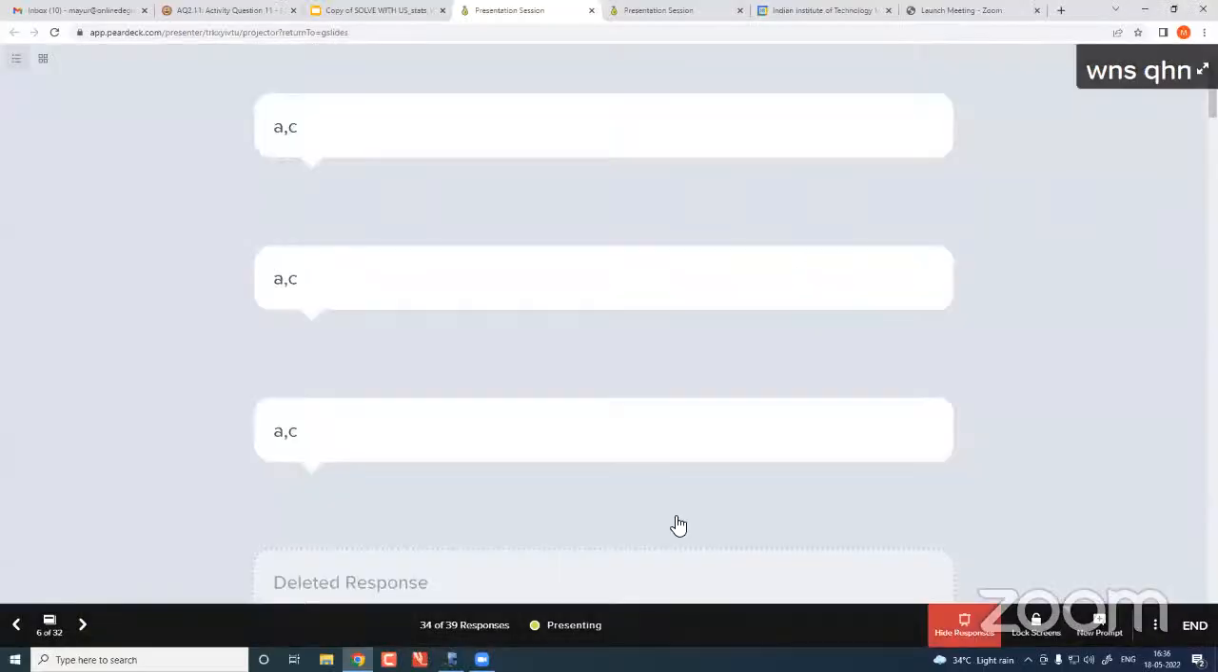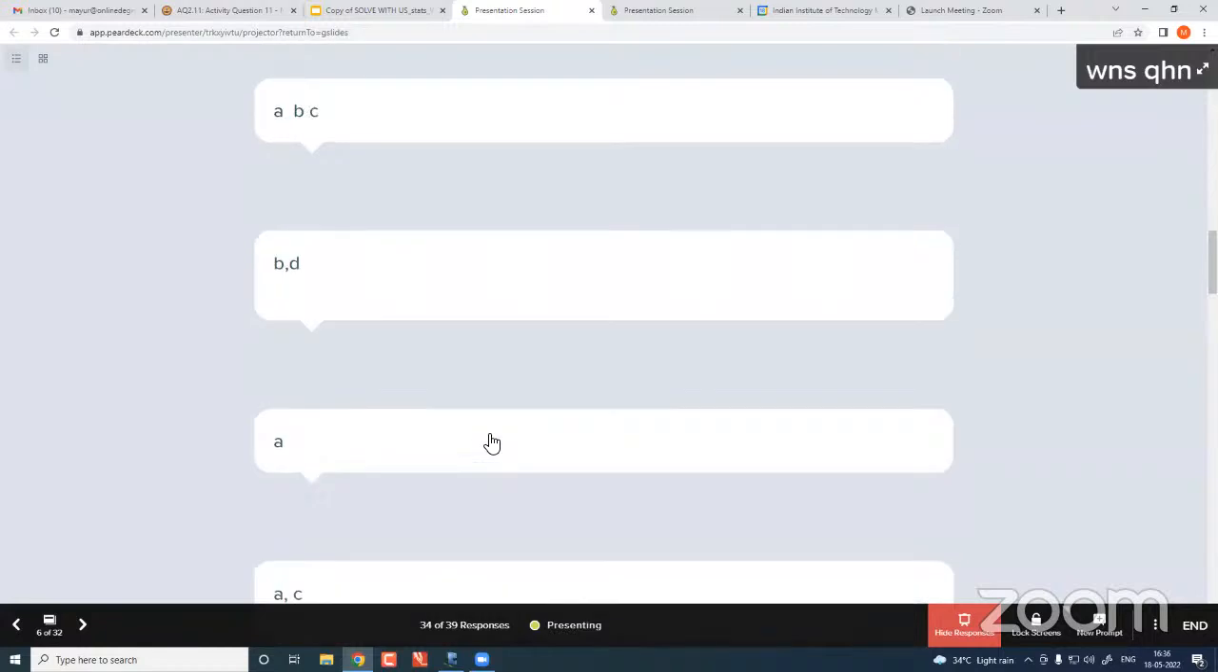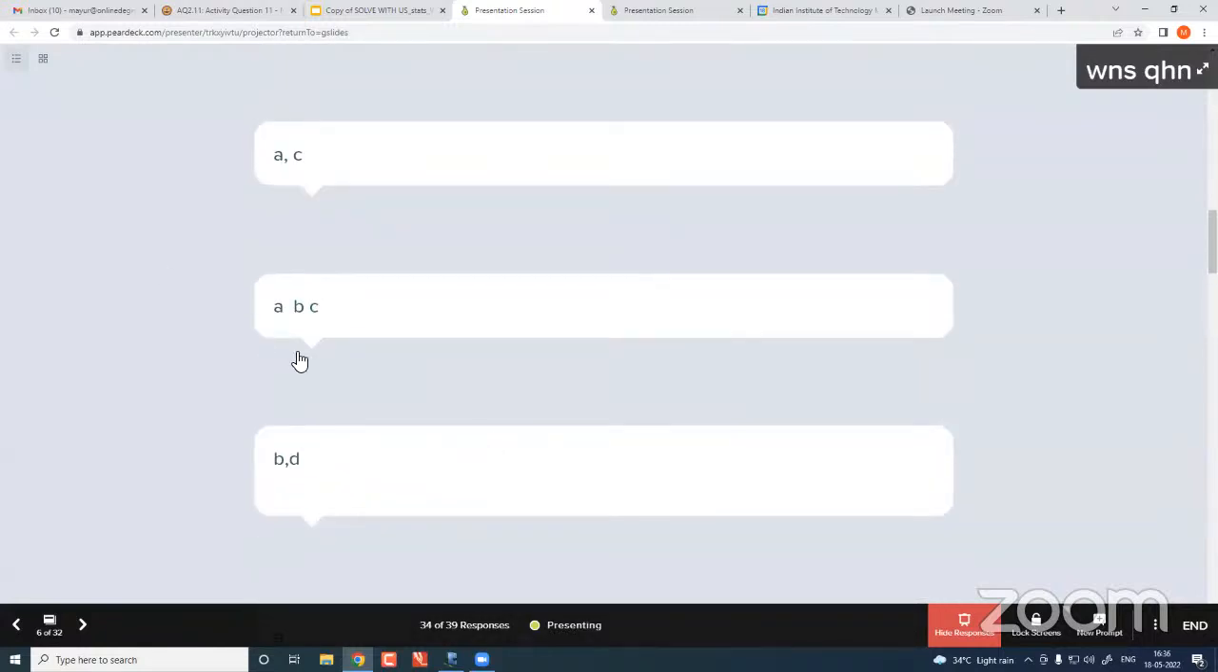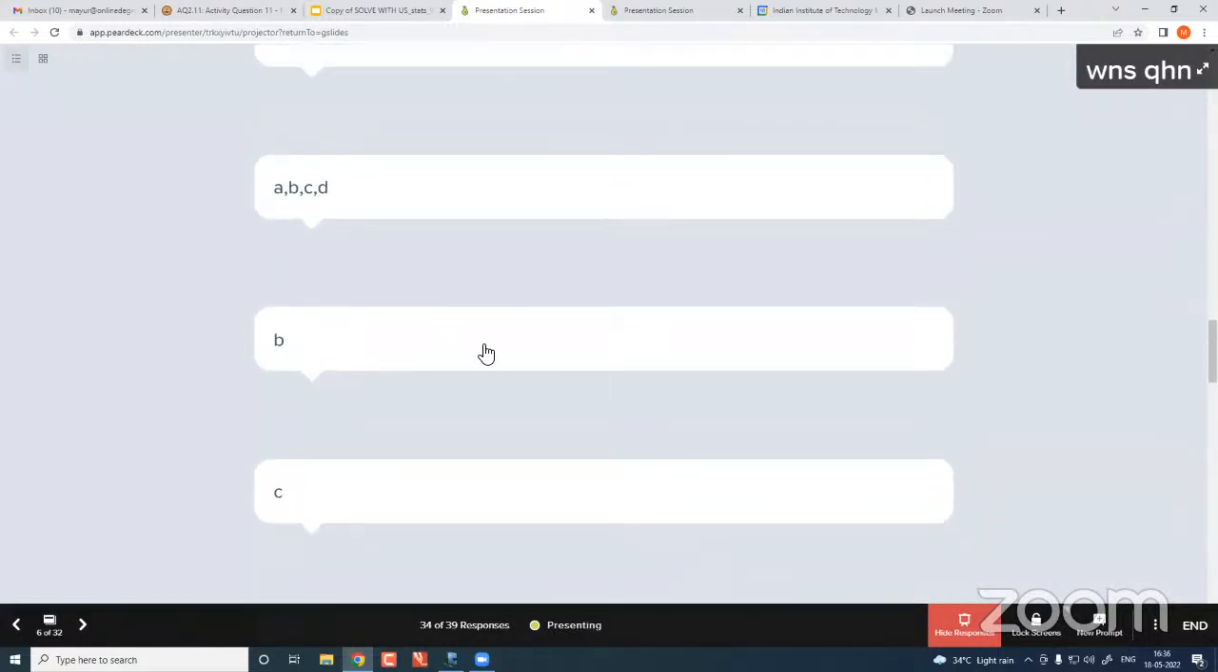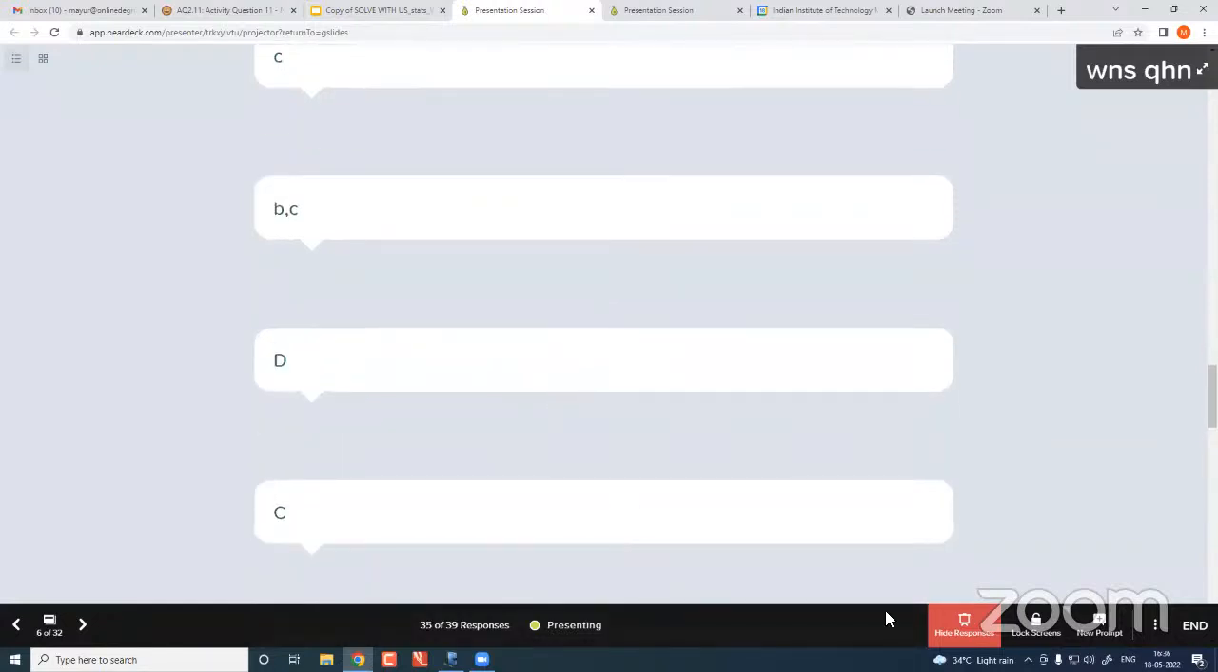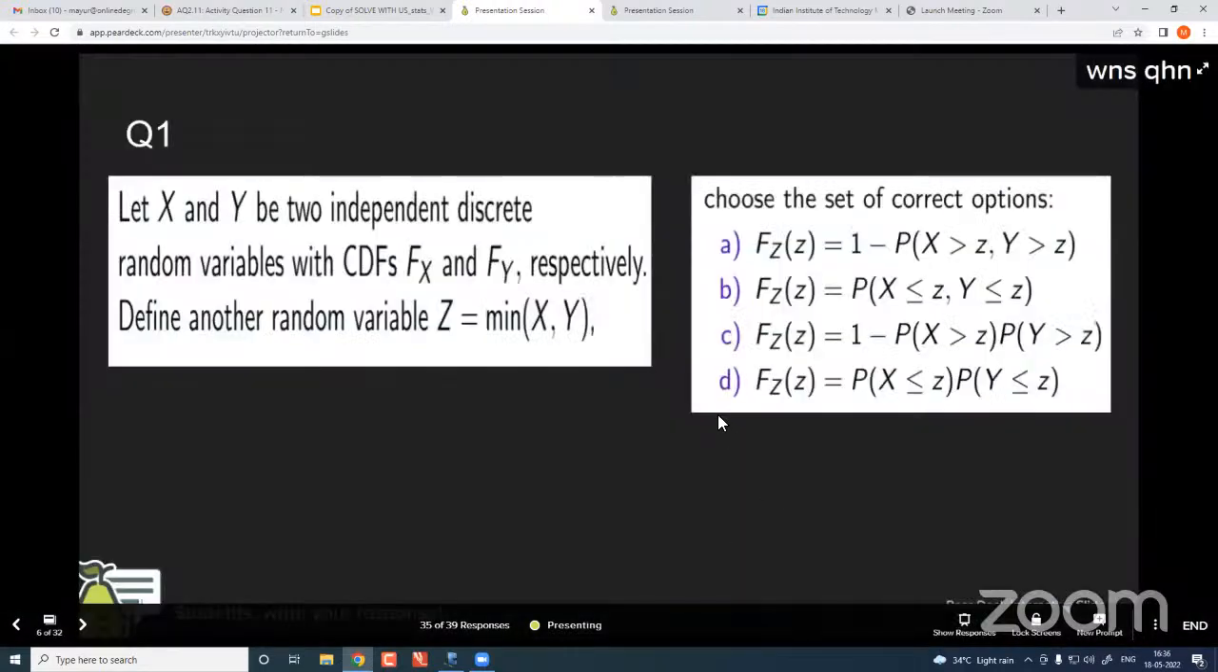Okay. So I think a lot of people have given the correct answer. Somebody says A, B, C, B, D. So there are actually two answers correct, A and C. So why are B and D correct?